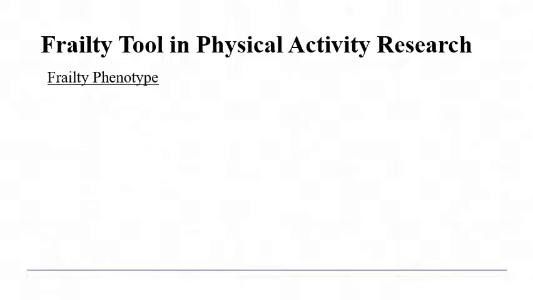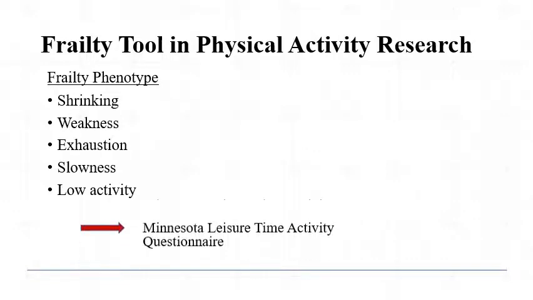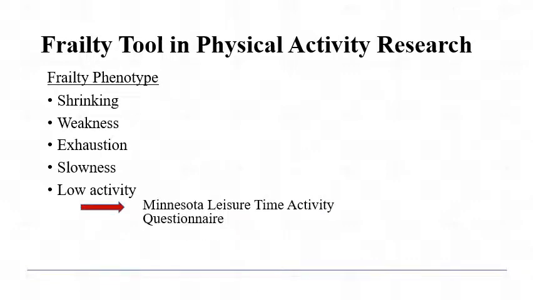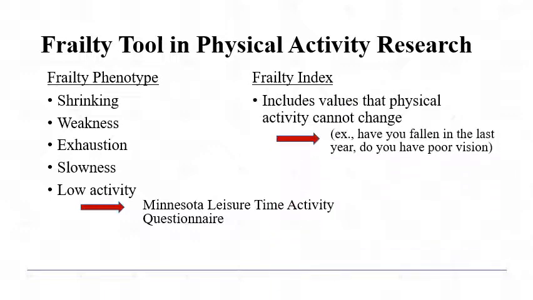For example, the frailty phenotype uses shrinking, weakness, exhaustion, slowness, and low activity to identify frailty. However, low activity uses a physical activity questionnaire itself within the tool. For the frailty index, there could be too many variables that physical activity cannot change, such as have you fallen in the last year and do you have poor vision?